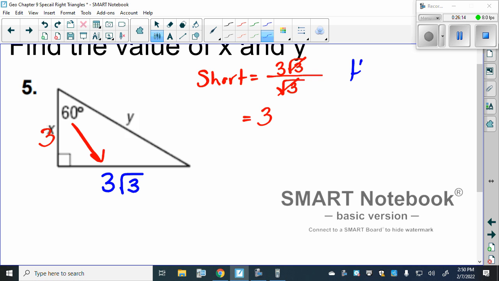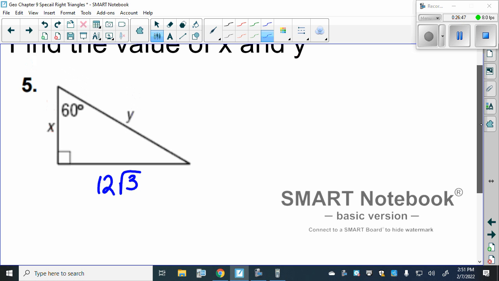Now from here we need to find the hypotenuse. We'll take the short leg and multiply it by 2. And that's it. So whenever we're given the side opposite 60, we divide it by the square root of 3 to get to the short side length, then multiply it by 2 to get to the hypotenuse. And that's all we need to do for this. Questions on this one here? Let's look at the next one.